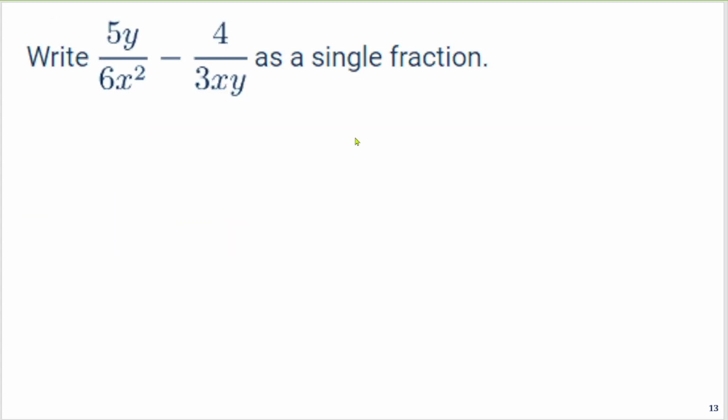Okay, let's see a more complex one. So this time it's your turn to write this expression as a single fraction. Okay, I'll give you 1 minute, and after that we'll have a look at the solution together, okay?